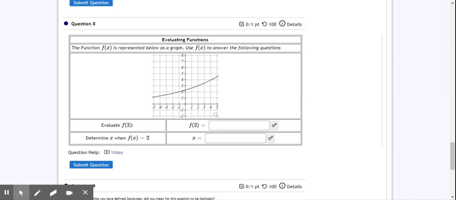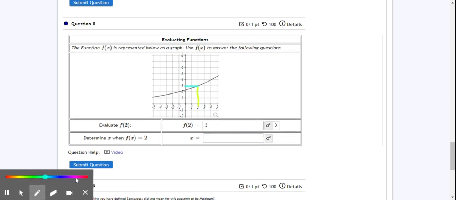Same idea. This one says, when your x turns into 2, how tall is your function? So here's x is 2. How tall is your function? Your function is at 3 at that point. So when your x is at 2, your function's at 3. And here's the answer key, you can see it is 3. Now, let's try the next part of this, the second half of the problem.